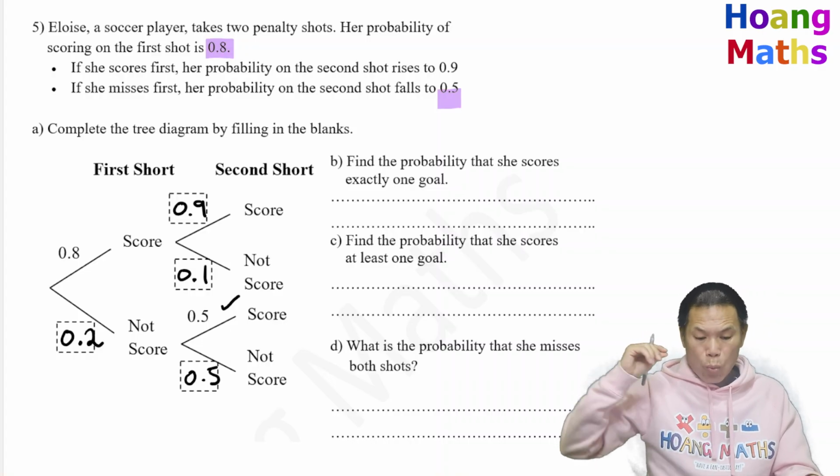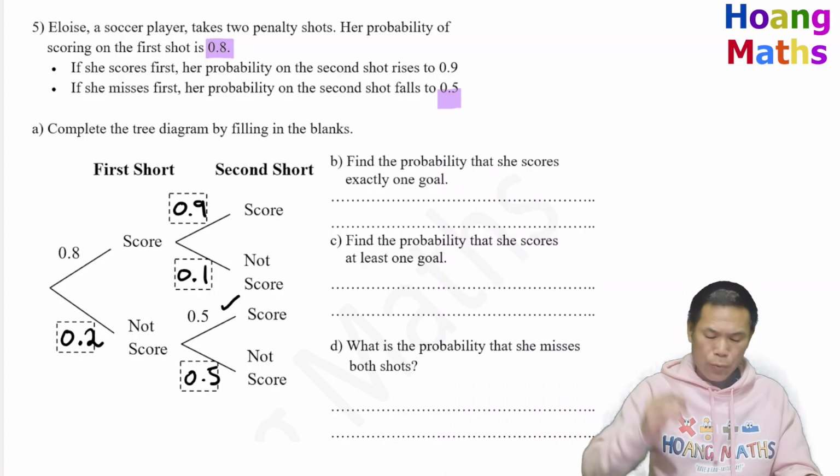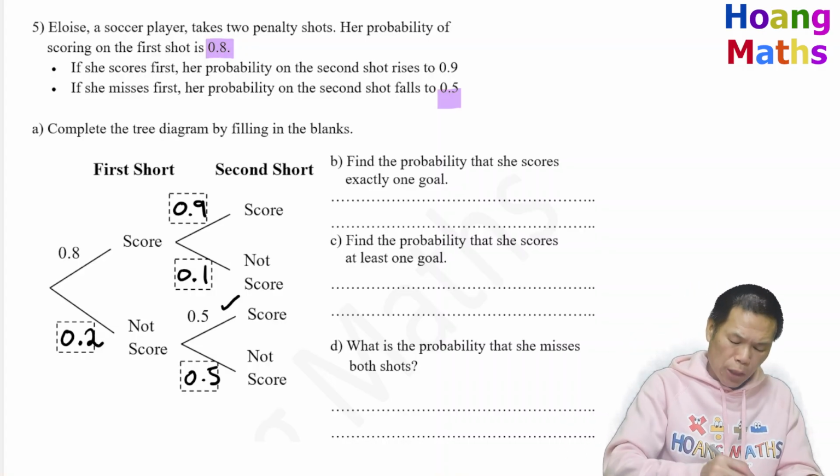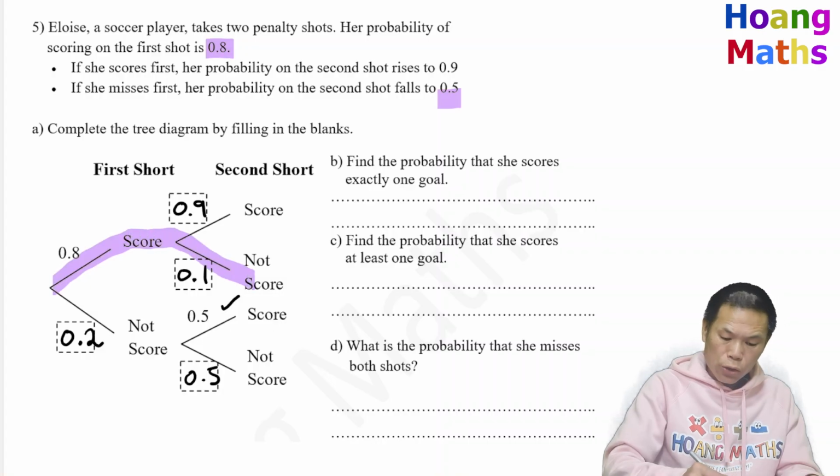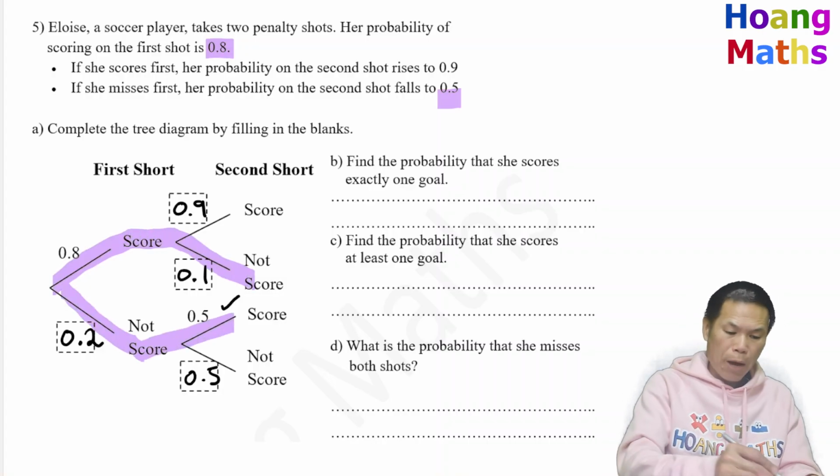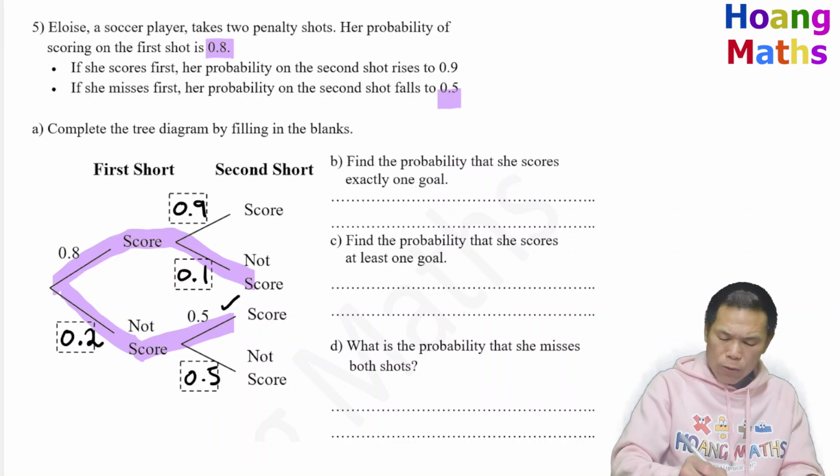Part B. What is the probability that she scores exactly 1 goal? So exactly 1 goal means score, not score, or not score, score. Okay, keep that in mind. So now we just work this out.